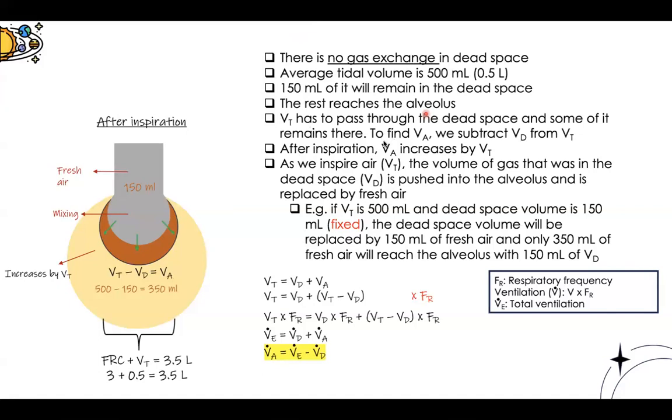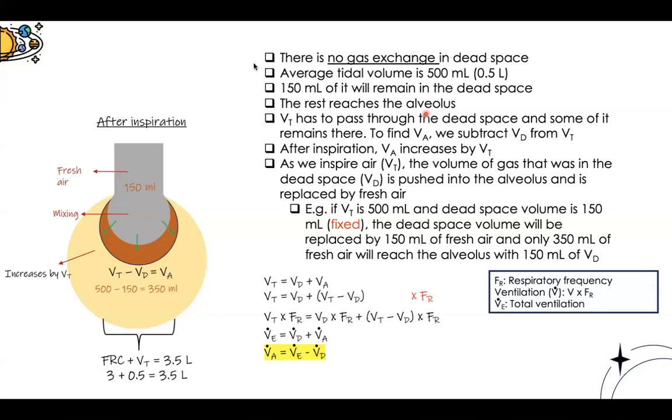Okay, is it clear for everybody? So only 350 ml is per gas exchange, right? What do you mean by that? I'm not sure I understand what you mean. In the alveolus?